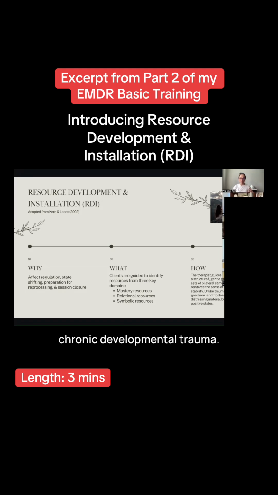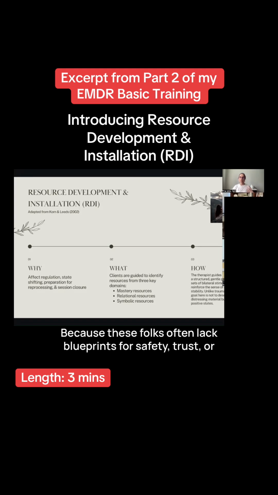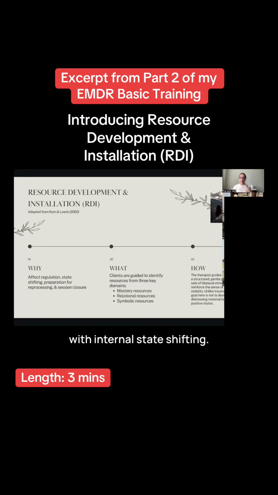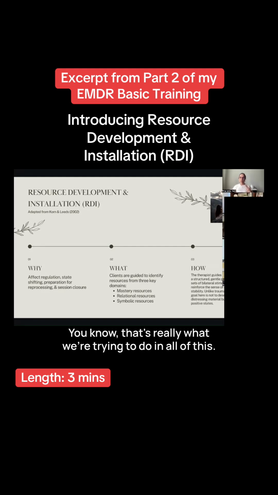chronic developmental trauma because these folks often lack blueprints for safety, trust, or self regulation because their early environments did not provide consistent emotional attunement or protection. So, in a nutshell, RDI helps with affect regulation, it helps with internal state shifting. That's really what we're trying to do in all of this phase two work with clients, help them practice internal state shifting, state change before trait change.